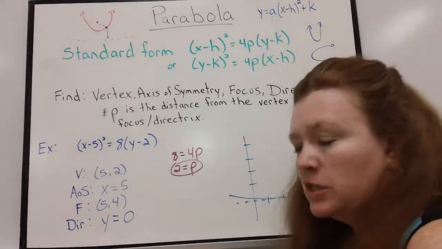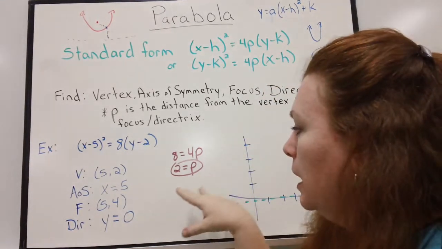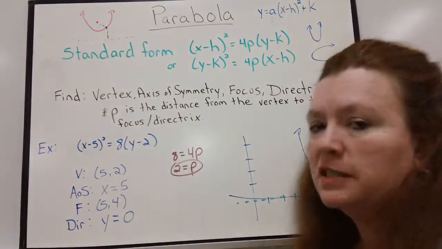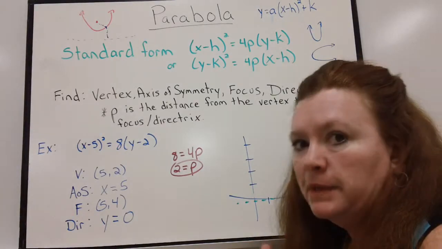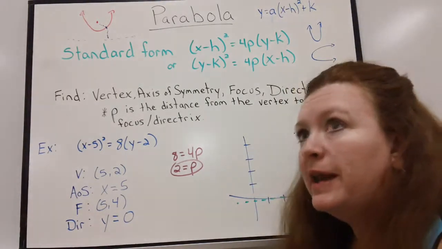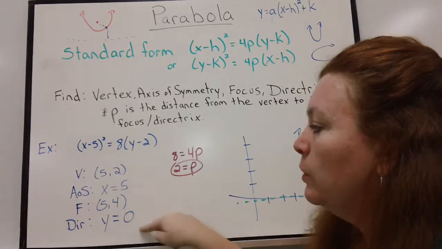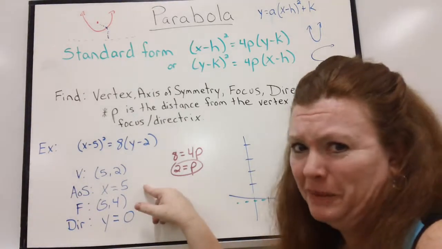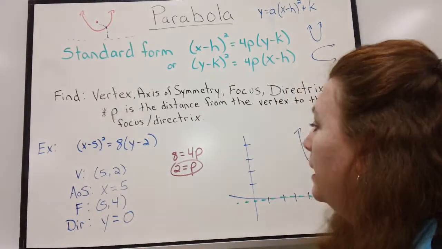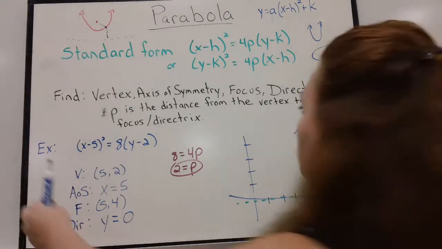Now, a couple things to notice. The directrix and the axis of symmetry are opposite equations. As I mentioned before, one is horizontal, one is vertical. They're never the same. So that's a neat way to check. Either they're both going to be right or they're both going to be wrong, but they better be opposite. Okay? All right, let's try this again.